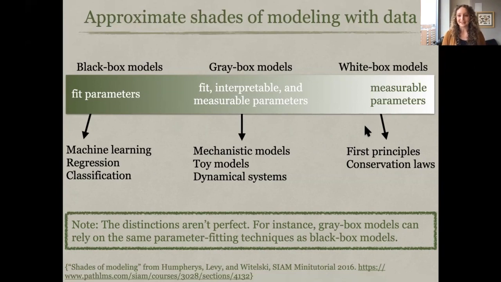Again, I think it's important to keep in mind that this is a spectrum. None of these distinctions are clear cut. In particular, as I'll show you a little later, some of the same approaches that are used to fit parameters for black box models are also used for gray box models, so they can depend on some of the same techniques.